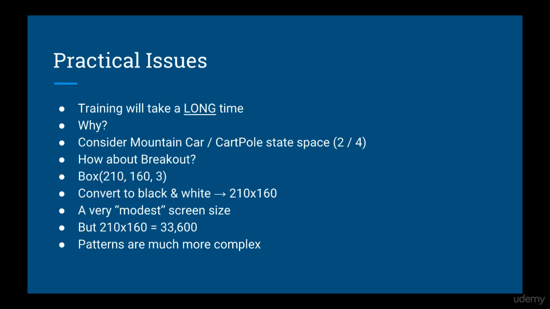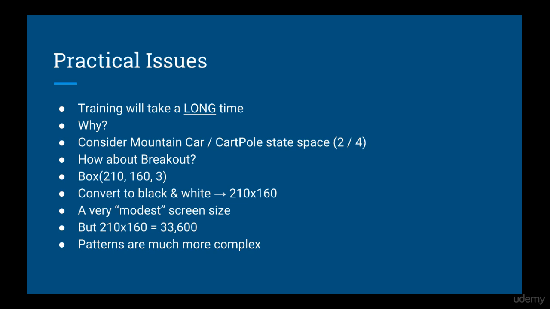But first, let's discuss some practical issues. One thing to note is that actually training your agent is going to take a very long time. Why might this be? Well, first consider the size of the input or state space. Cartpole has 4 inputs and Mountain Car has 2 inputs. If you look at the state space of the Atari game Breakout, I see that it's a box of 210 by 160 by 3. Let's say we can get rid of the 3 to turn our screen into a black and white image. So now it's just 210 by 160.